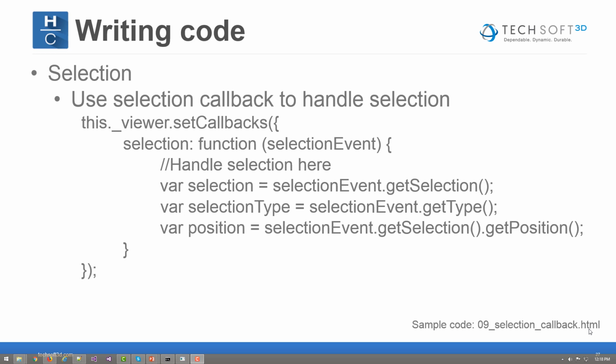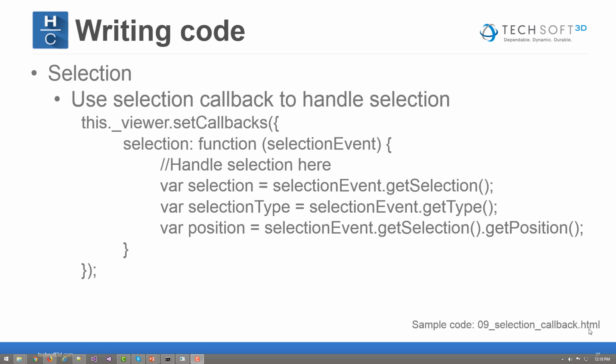Our callback function is pretty simple. The selection event that is passed into us is basically just a wrapper around some particular information that describes our selection. For example, we can get things like the face ID, the line ID, the edge ID, the node ID, all these different IDs from something that we have selected.